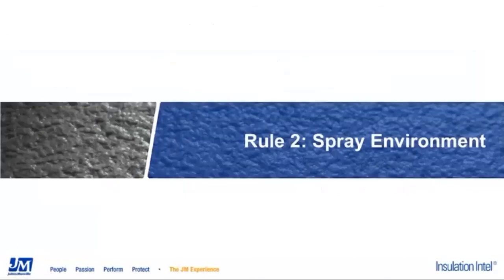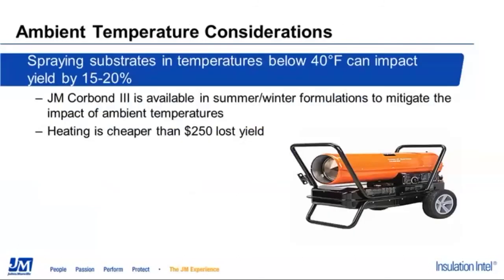So looking towards rule number 2 in the spray environment, we really want to talk about the spray environment from a couple different directions. One would just have to do with ambient and substrate temperature. So when spraying on temperatures and substrates below 40 degrees, we just want you guys to realize that that can impact your yield as much as even 15 or 20%. Now, with respect to our closed cell spray foam, we manufacture that product in both summer and winter formulations. We do that to help mitigate the impact of those ambient temperatures, but it's not going to stop you from having a yield loss.